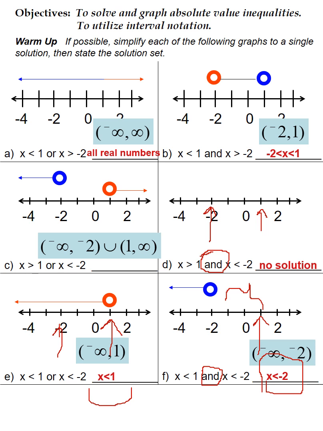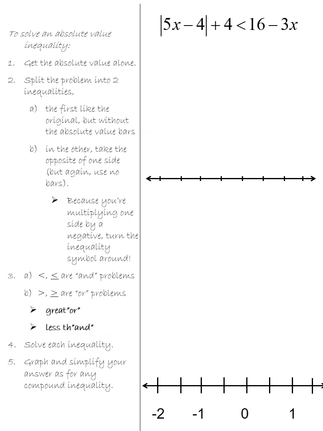Awesome. We move right into solving absolute value inequalities. Steps on the side. However, same as absolute value equations, we isolate the absolute value. Once we get it isolated, we create 2 inequalities. One that looks like the original, and the other one where it is the opposite of the original. So we have 12 minus 3x, and on the other side we have negative 12 plus 3x.